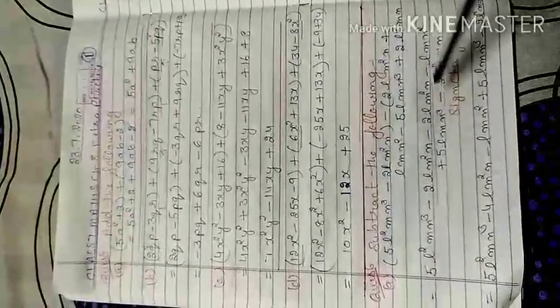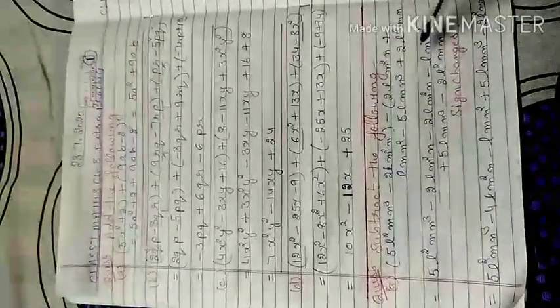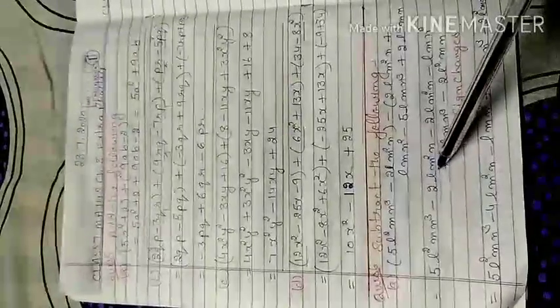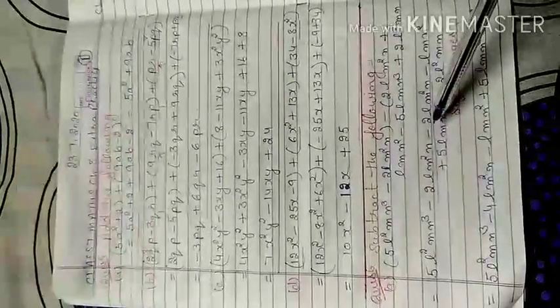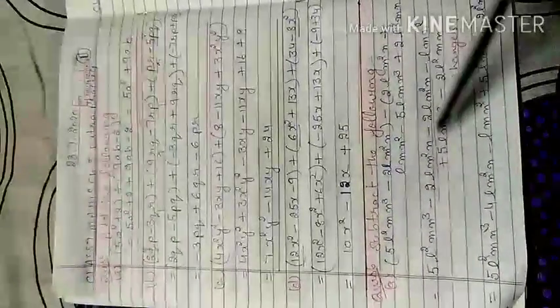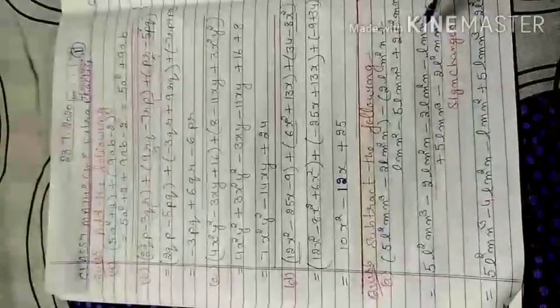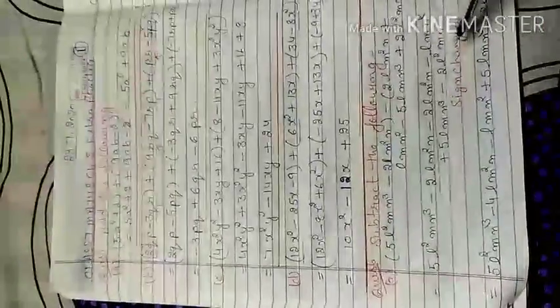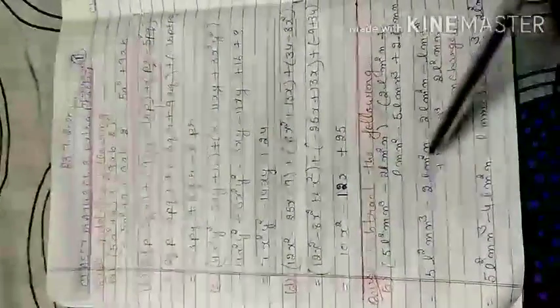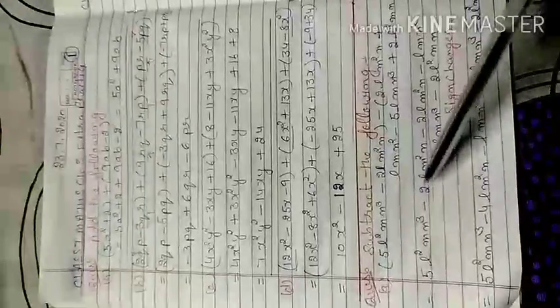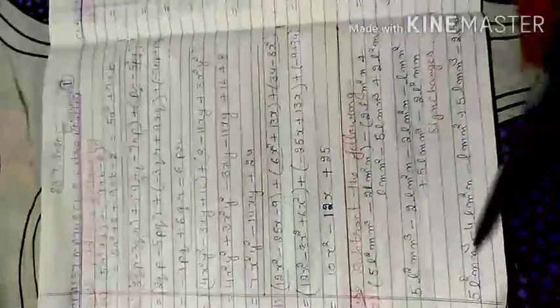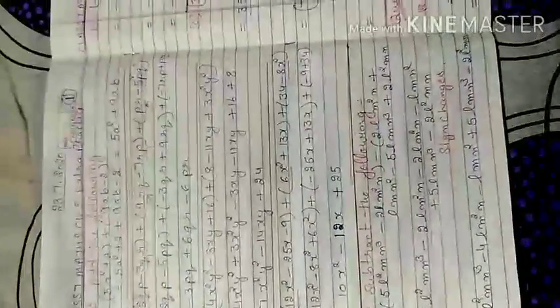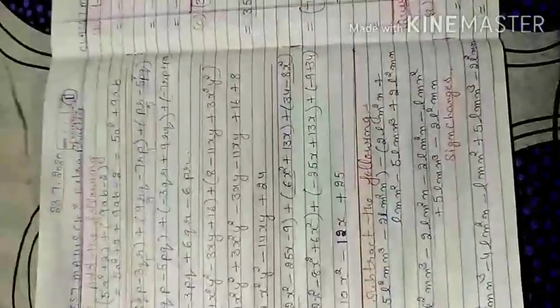After that, when you check whether there are any like terms, only this like term, minus 2lm square n and minus 2lm square n, is the like term. Others are unlike terms. We write them as they are in our answer, and we just add these: minus 2 and minus 2 give me minus 4, and the other terms have no like terms, so we write them as they are.